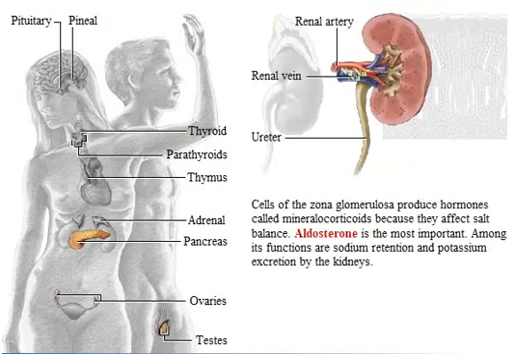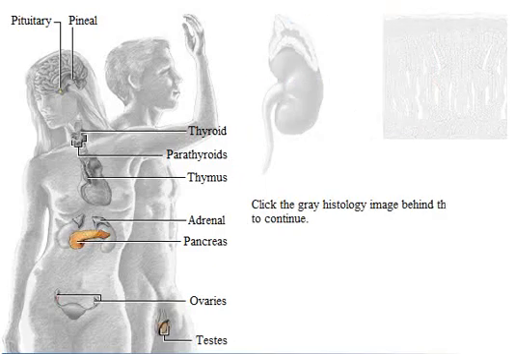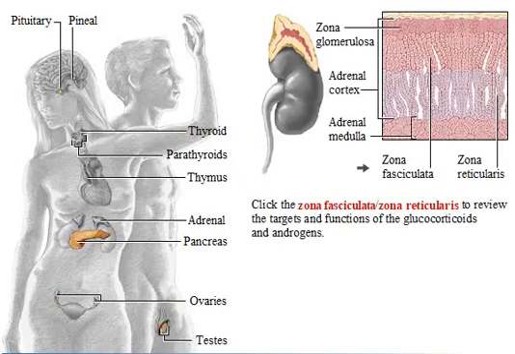Cells of the zona glomerulosa produce hormones called mineralocorticoids because they affect salt balance. Aldosterone is the most important. Among its functions are sodium retention and potassium excretion by the kidneys. Click the gray histology image to continue. Click the zona fasciculata, zona reticularis to review the targets and functions of the glucocorticoids and androgens.